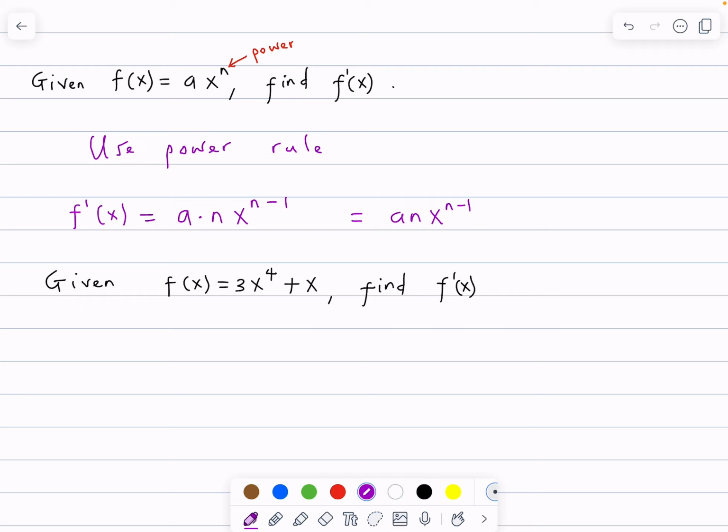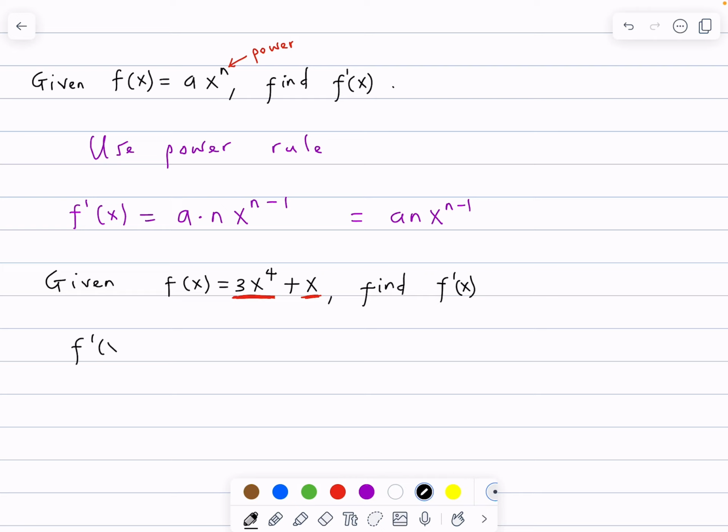If you want to find the derivative of a function like this, where you have the sum of different terms, what you can do is find the derivative of each term in the sum. So you find the derivative of 3x to the power of 4 and you find the derivative of x. And if you have more terms, you just find the derivative of each of them one at a time. I hope this makes sense. So now I'm going to write the derivative f prime of x.